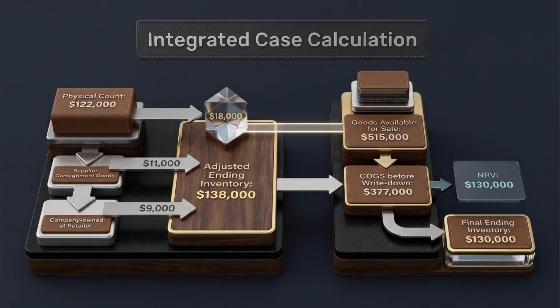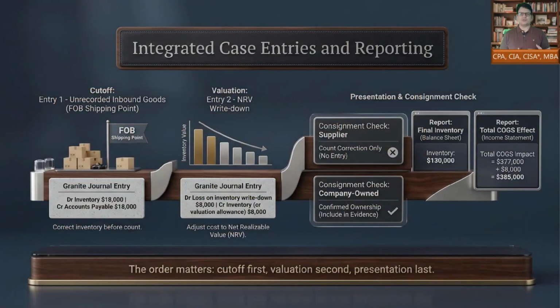90,000 plus 410,000 minus 15,000 plus 12,000 plus 18,000 equals $515,000. COGS before write down is 515,000 minus 138,000, which equals $377,000. Since NRV is $130,000, the write down is $8,000 and final inventory is $130,000. Now let us record the case entries and reporting effects.